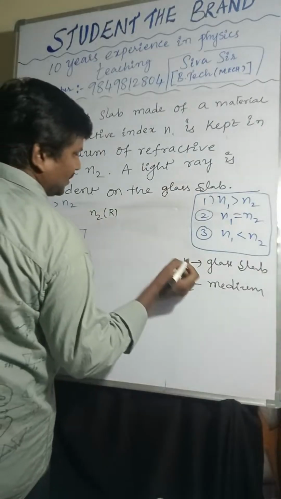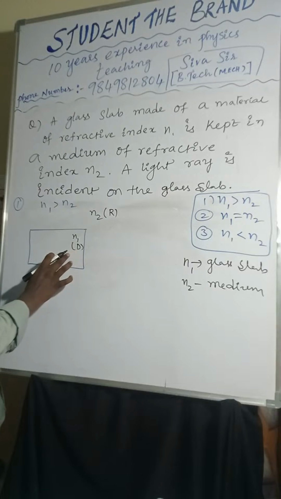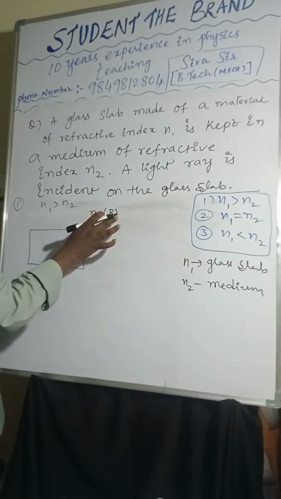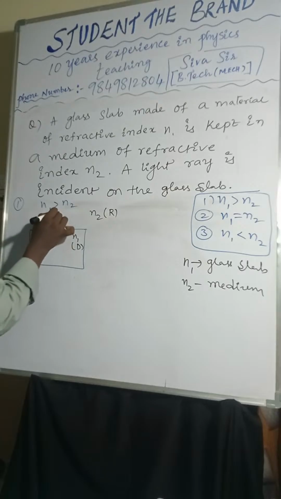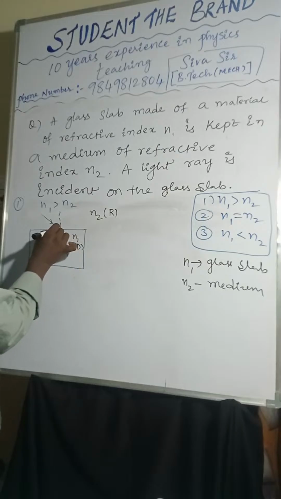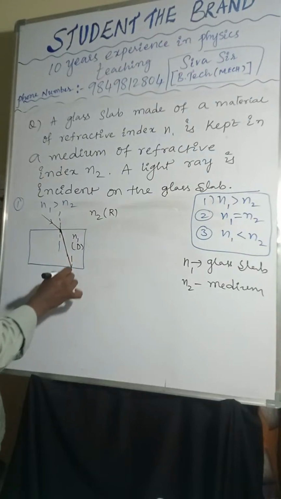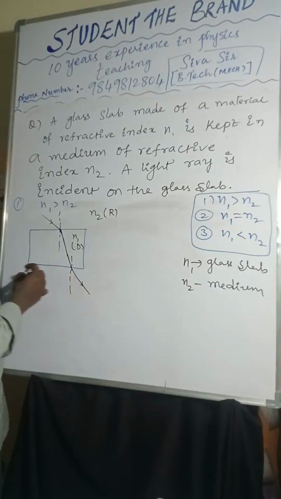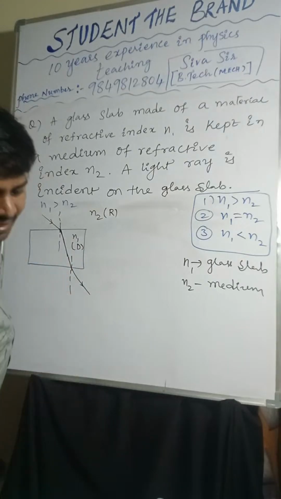I'm considering N1 greater than N2, so the refractive index of the glass is greater than that of the medium. When the light ray comes from the rarer medium to the denser medium, how will it pass? We have to draw it until the end, through the glass slab. So, when the light ray moves from rarer to denser, it bends towards the normal line. If it moves from denser to rarer, it moves away from the normal line.